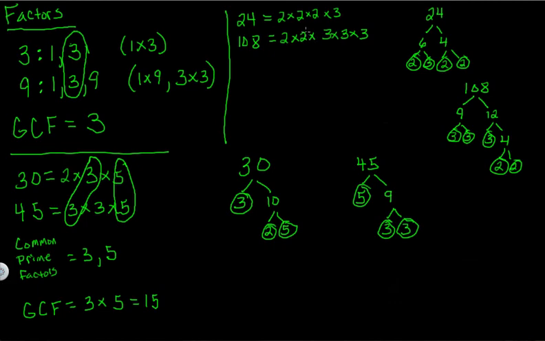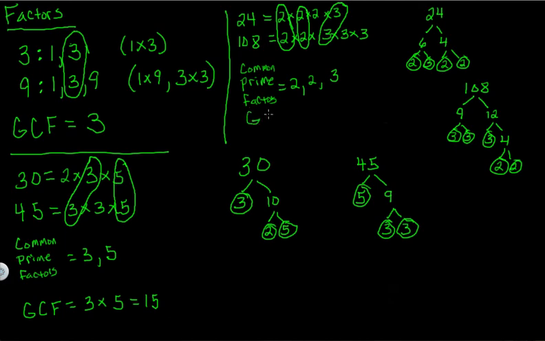So the first thing we look for are the common factors, the common prime factors rather. So one pair of 2s is common, another pair of 2s is common, and one pair of 3s is common. So our common prime factors between 24 and 108 are 2, another 2, and a 3.